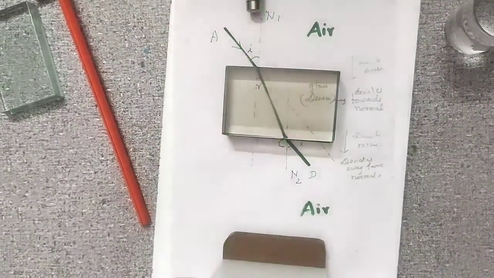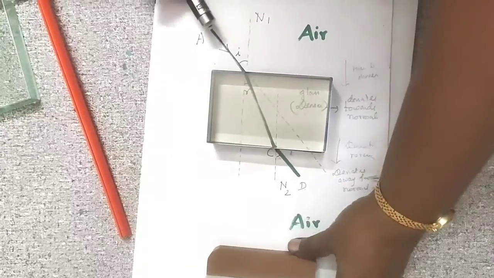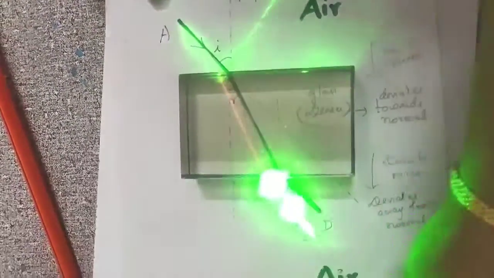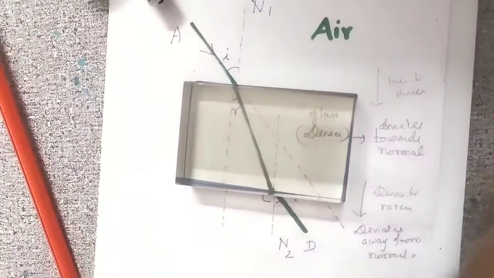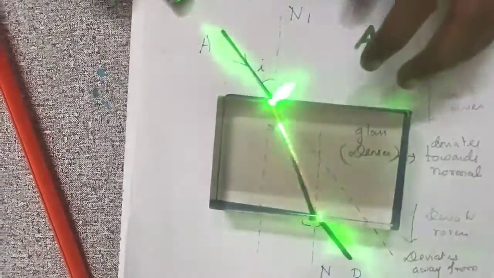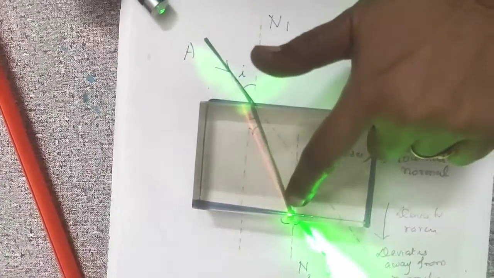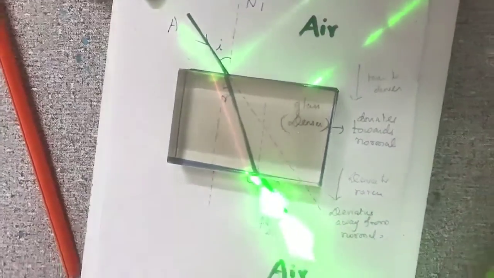Instead, if the light is falling at a particular angle, this is called obliquely. Now I am passing the light at a particular angle. If I pass the light at a particular angle, you can see the deviation of the light rays. See, it gets deviated.